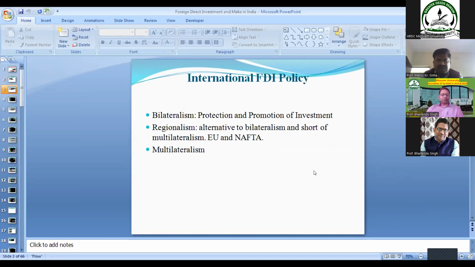International foreign direct investment policy may be classified into bilateralism, regionalism, and multilateralism. Multilateralism is the basis of globalization. But our foreign direct investment policy has not reached the multilateralism level. We are basically investing either on a bilateral basis or a regional basis, such as the European Union, which has permitted free movement of factors of production within the European Union countries. Similarly, NAFTA, the North American Free Trade Agreement.